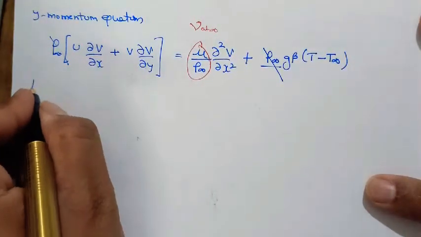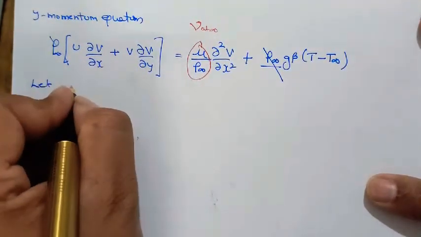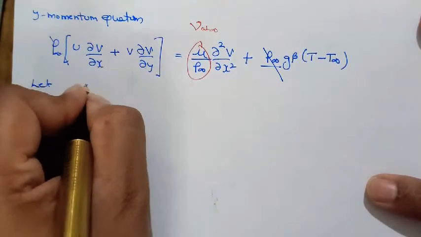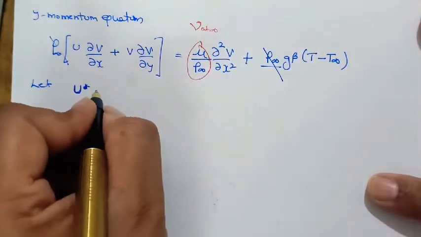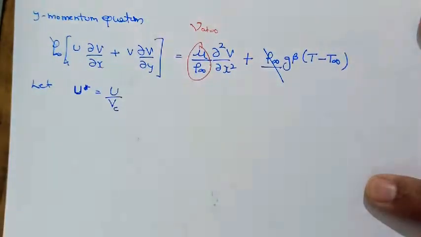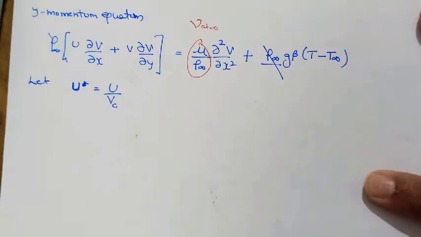Let us take the dimensionless quantity. So let us take u star as u by Vc, right?